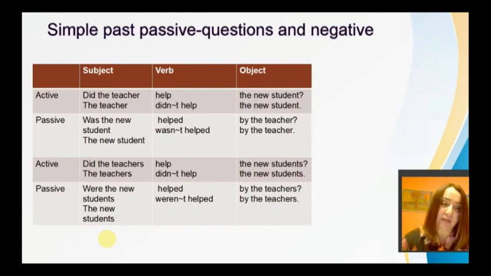Plural active: Did the teachers help the new students? Questions form. The teachers didn't help the new students. Negative form. Passive: Were the new students helped by the teachers? And finally, the new students weren't helped by the teachers.